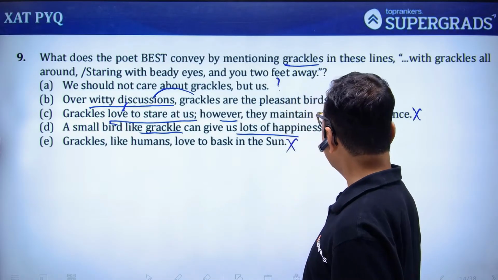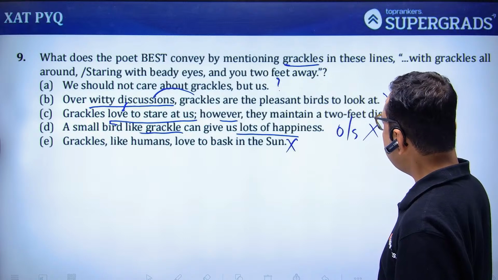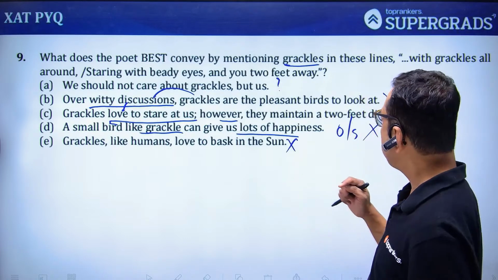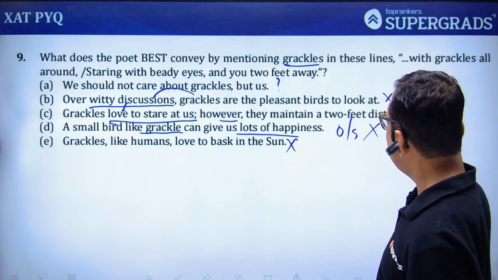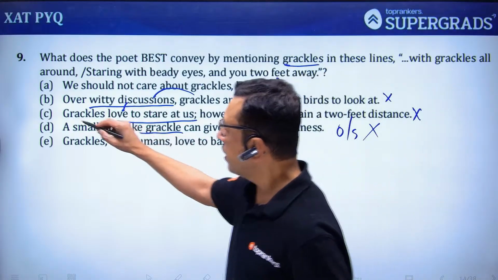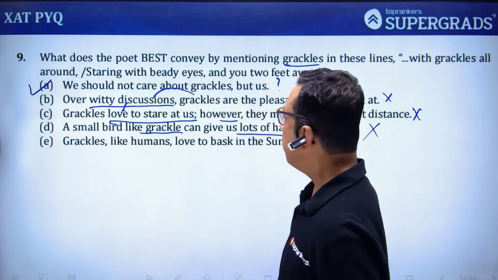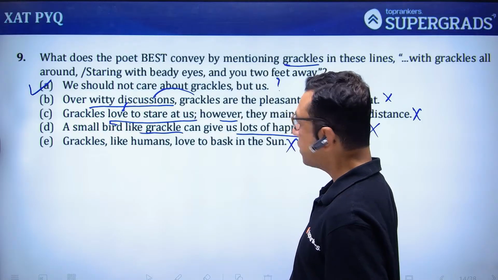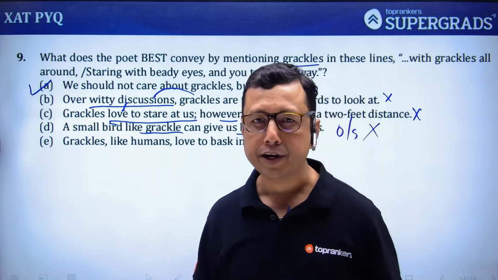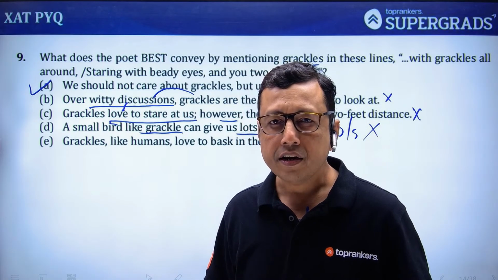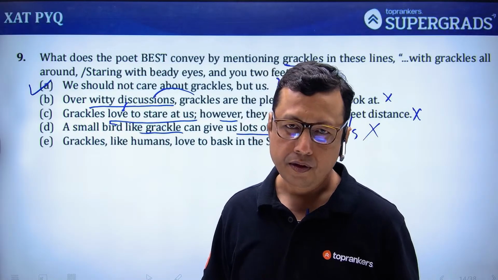This is also gone. See, it is as easy as this to eliminate the options, right? All the options are safely and quickly eliminated. We are left with only one correct option. We should not care about grackles but us. But why is the first one the correct option? Because it connects with the theme.